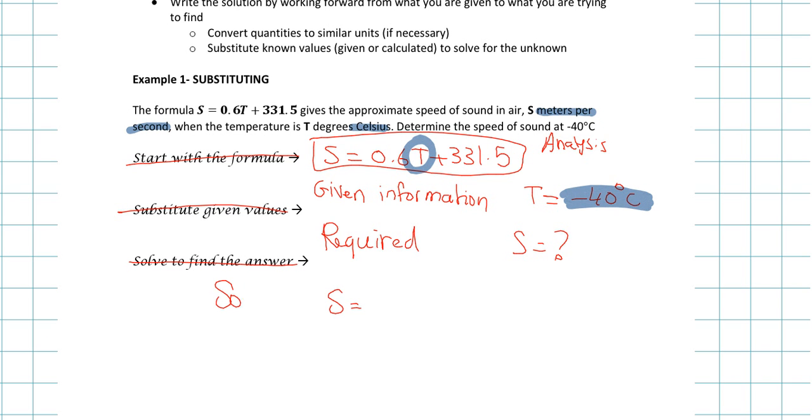S is equal to 0.6 times negative 40. You don't need to include your units here. Plus 331.5. And then you're going to carry on this using your calculator. Now be careful when you're using your calculator, you have to follow BEDMAS. So the first thing that you have to do is multiply the 0.6 by the negative 40, and then you're going to add the 331.5.